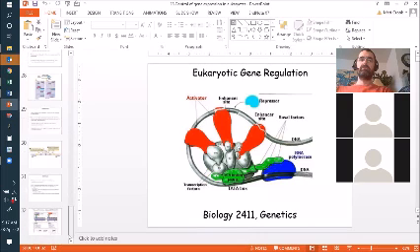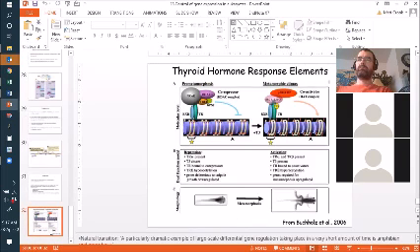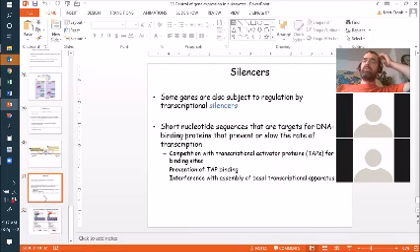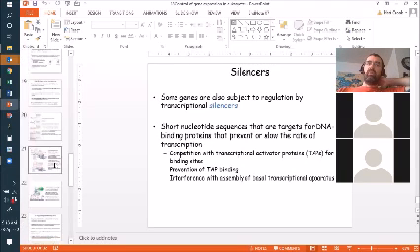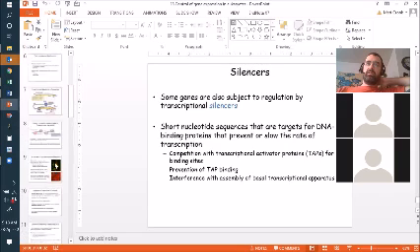I kind of get it, but what's the difference between the insulators and the silencers? Oh, okay. So insulators separate one gene's regulatory region from another's, so that the effect of any enhancers or even silencers binding to one regulatory region does not affect that of another gene's. And the big deal about that is that DNA can bend. In fact, it has to bend for transcription to be activated.